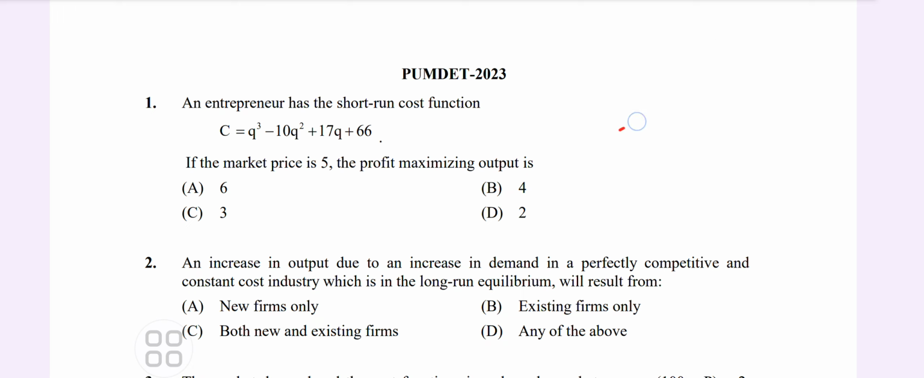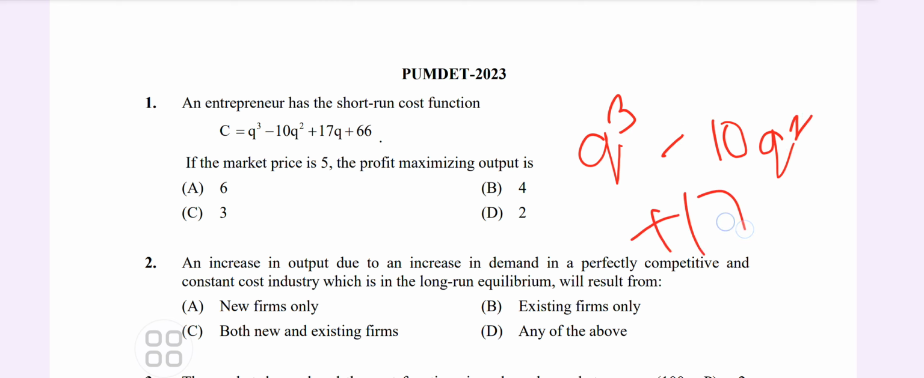Cost function means we know TC. Now TC is given as q cube minus 10q square plus 17q plus 66. Now market price is given as 5, so what should be the profit maximizing output, right?